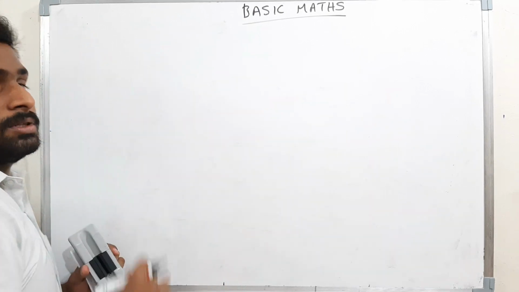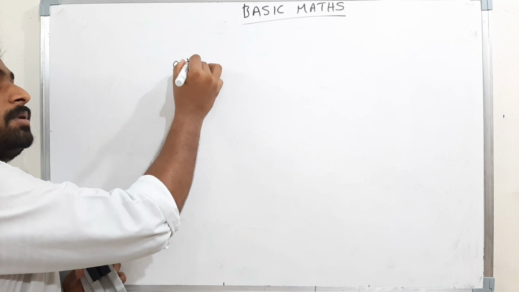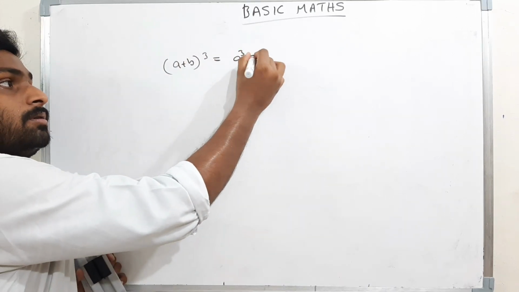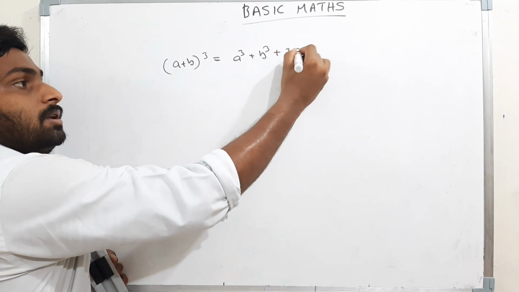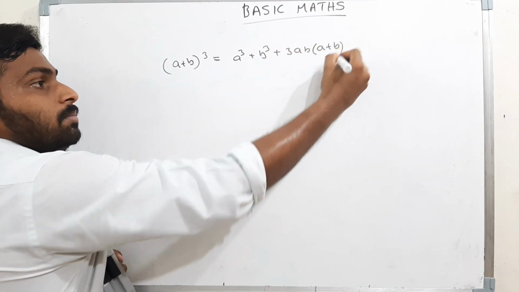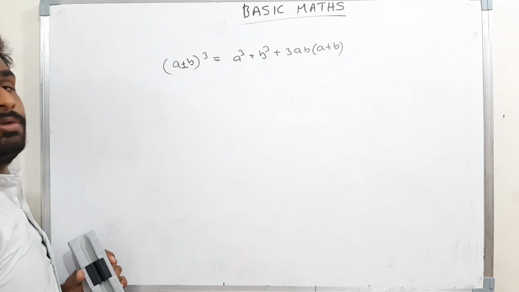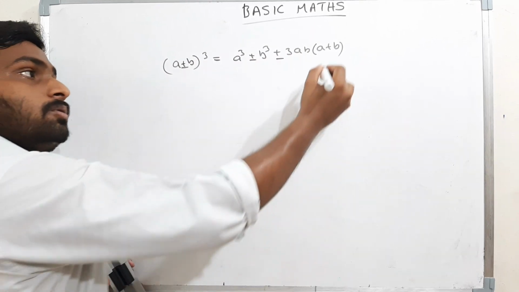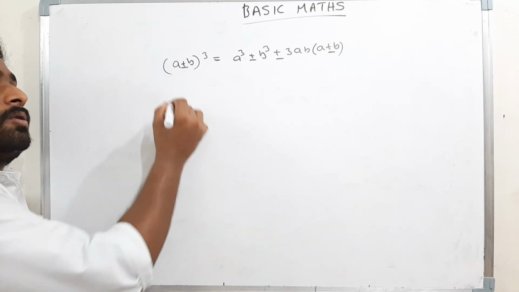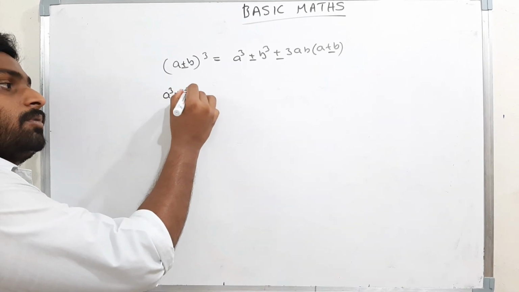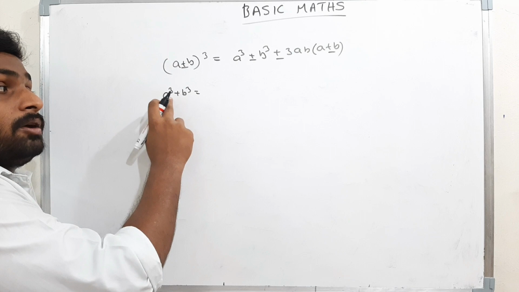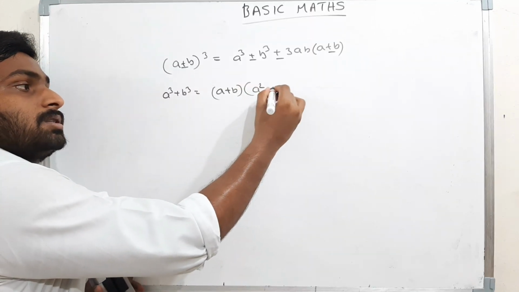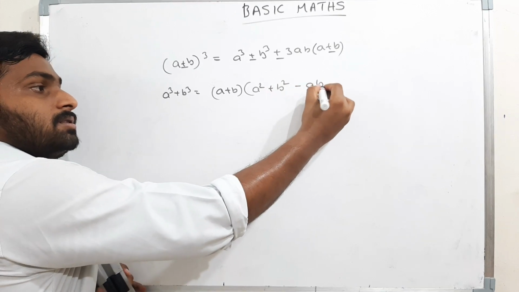Before studying the quadratic equations, we'll see a few formulas. What are those? A plus b whole cube. What is the formula for a plus b whole cube? a cube plus b cube plus 3ab into a plus b. If it is a minus b whole cube, it means a cube minus b cube minus 3ab into a minus b. Now we will see the next one, the a cube plus b cube formula. That is a plus b into a square plus b square minus ab.